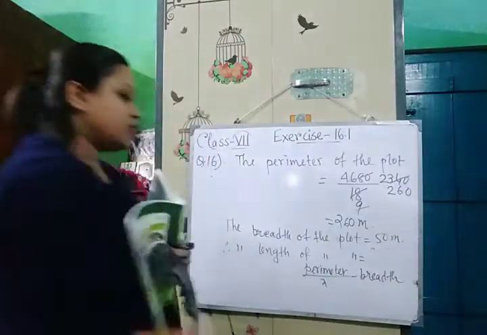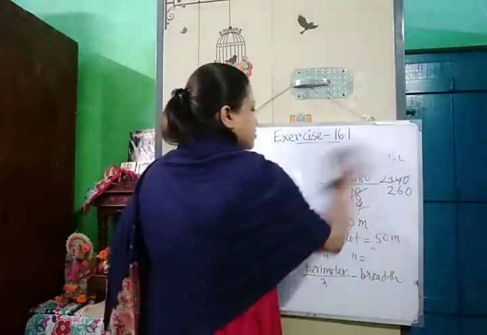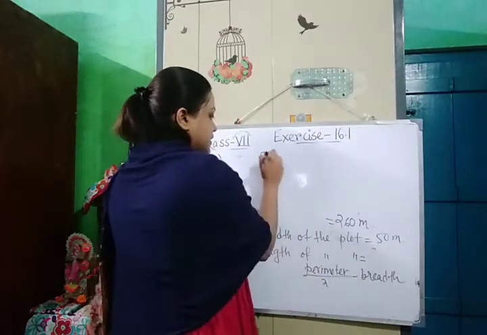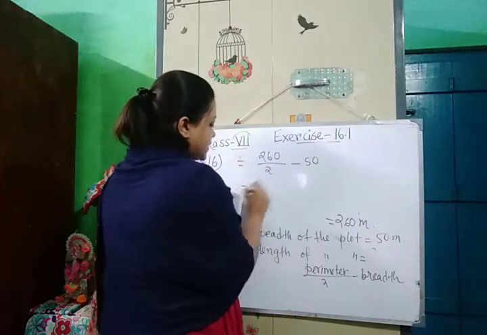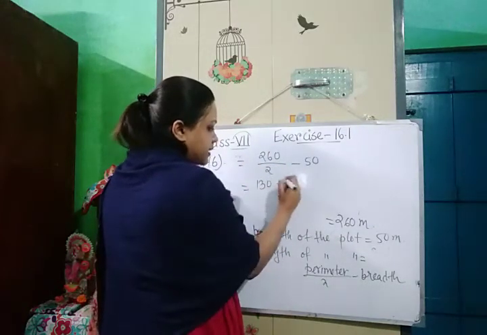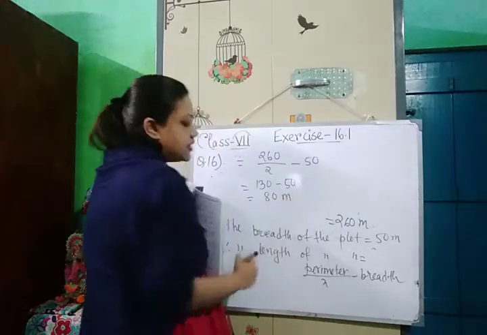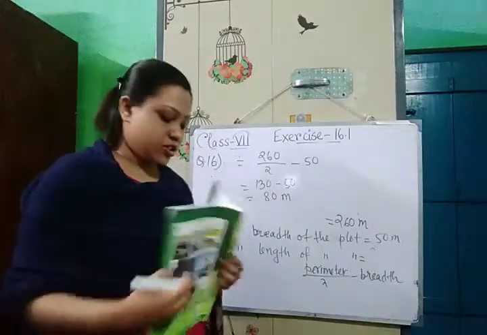So this is the formula to find out the length. Perimeter is 260 by 2 minus breadth, which is 50. So it's 130 minus 50, that is 80 meter. So 80 meter is the length of the plot.